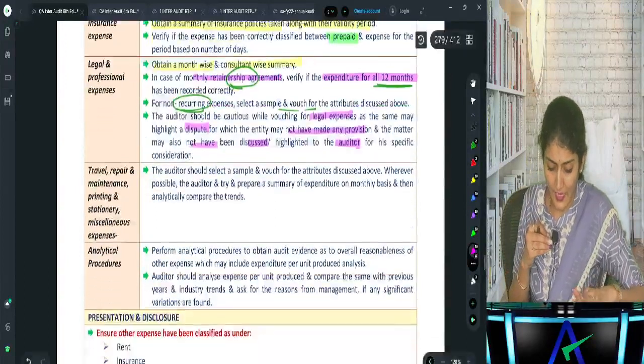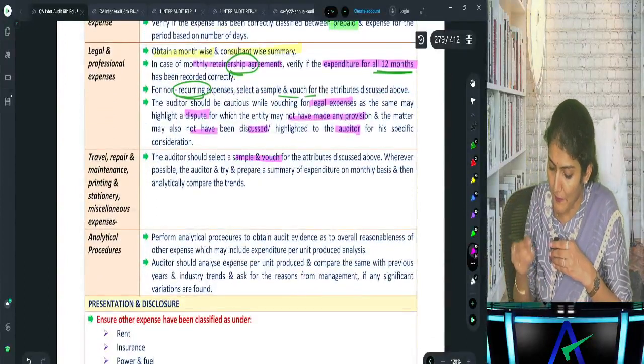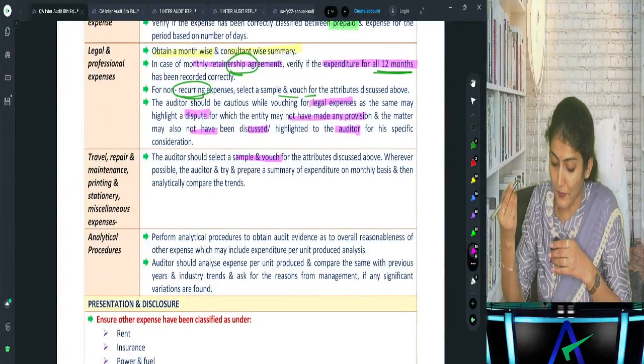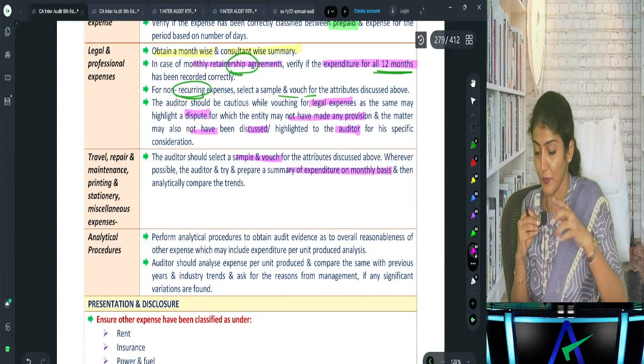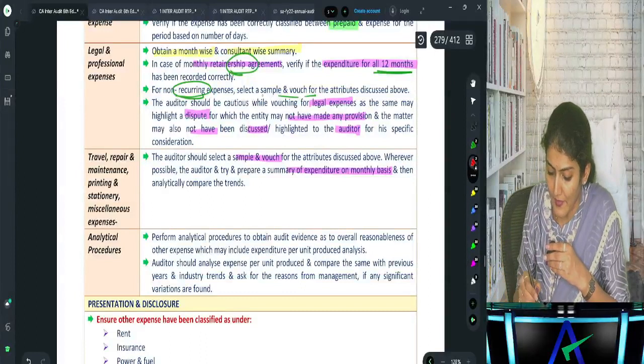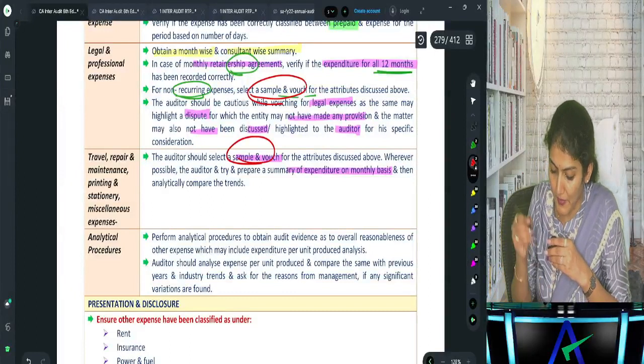Then travel, repair, maintenance: select a sample and vouch. Also check the attributes discussed above, and again a summary of expenditure on a monthly basis. So what is their favorite phrase over there? Select a sample and vouch.